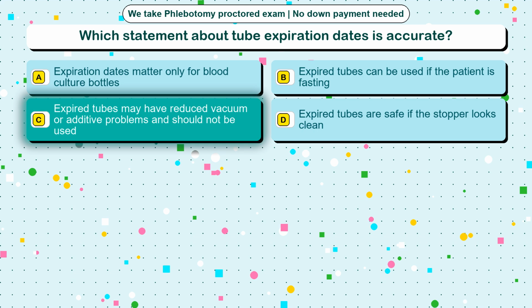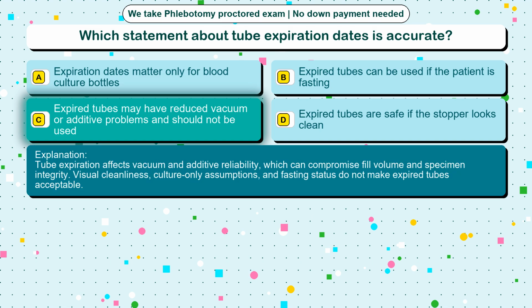The correct answer is option C. Expired tubes may have reduced vacuum or additive problems and should not be used. Tube expiration affects vacuum and additive reliability, which can compromise fill volume and specimen integrity. Visual cleanliness, culture-only assumptions, and fasting status do not make expired tubes acceptable.